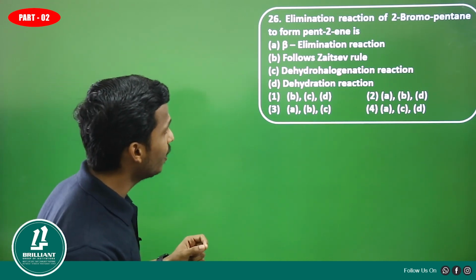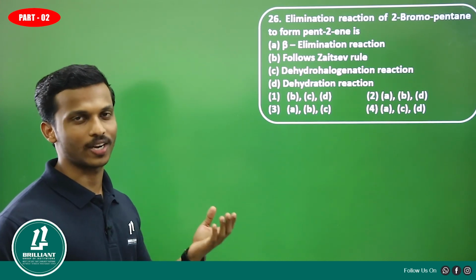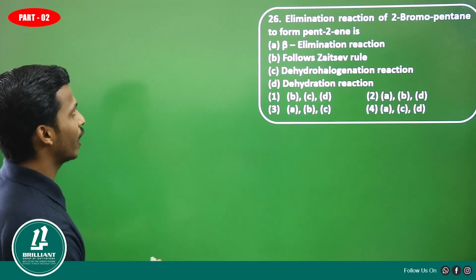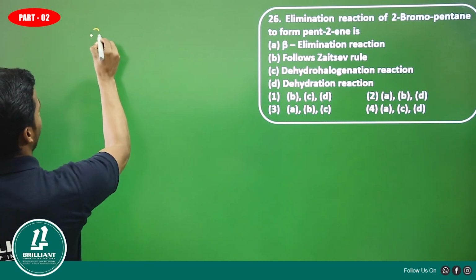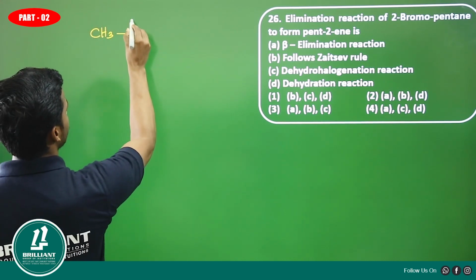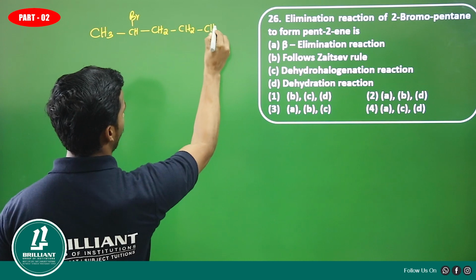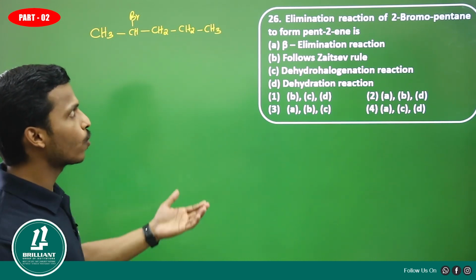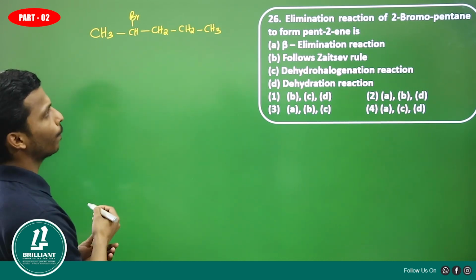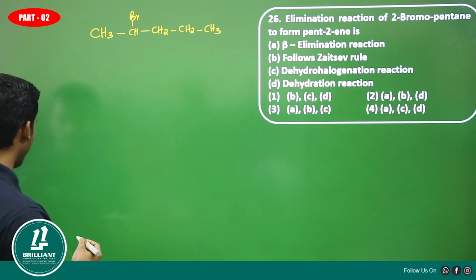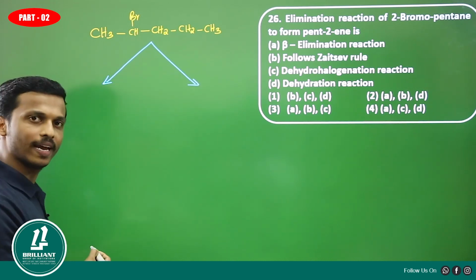Here we have the elimination reaction of 2-bromopentane. Elimination reaction we are studying from our 11th grade onwards. So let me write. What is 2-bromopentane? CH3, CHBr, CH2, CH2, CH3. This is your compound 2-bromopentane, which is undergoing elimination reaction in the presence of alcoholic KOH. It forms pent-2-ene. Normally, during dehydrohalogenation or beta elimination reaction, you will get two products.